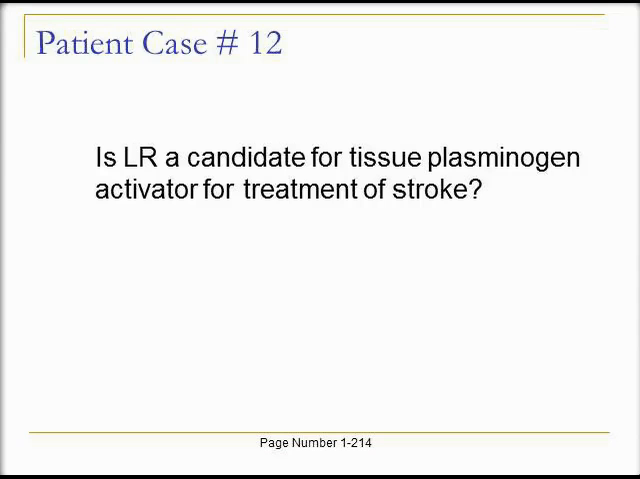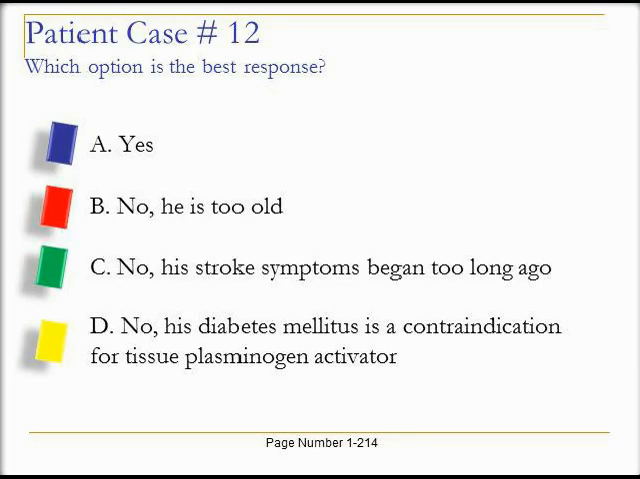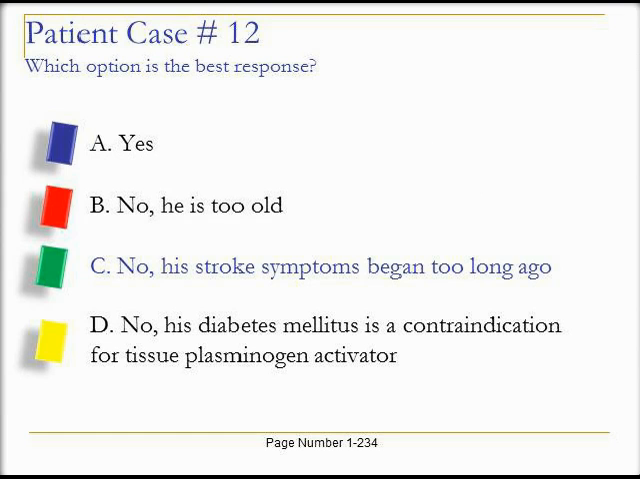Okay, so back to the patient. Is he a candidate for tissue plasminogen activator for the treatment of his stroke? Yes. No, he's too old. No, his stroke symptoms began too long ago. Or no, his diabetes is a contraindication. Okay, good job. His symptoms did begin too long ago in this case.